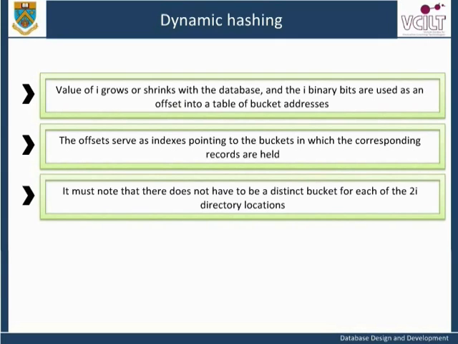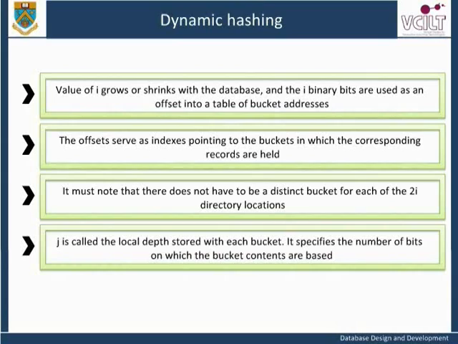It must be noted that there does not have to be a distinct bucket for each of the 2^i directory locations. Several directory locations, that is, entries with the same first j bits for their hash values, where j is less than or equal to i, may contain the same bucket address, that is, point to the same bucket, if all the records that hash to these locations fit in a single bucket. j is called the local depth, stored with each bucket. It specifies the number of bits on which the bucket contents are based.